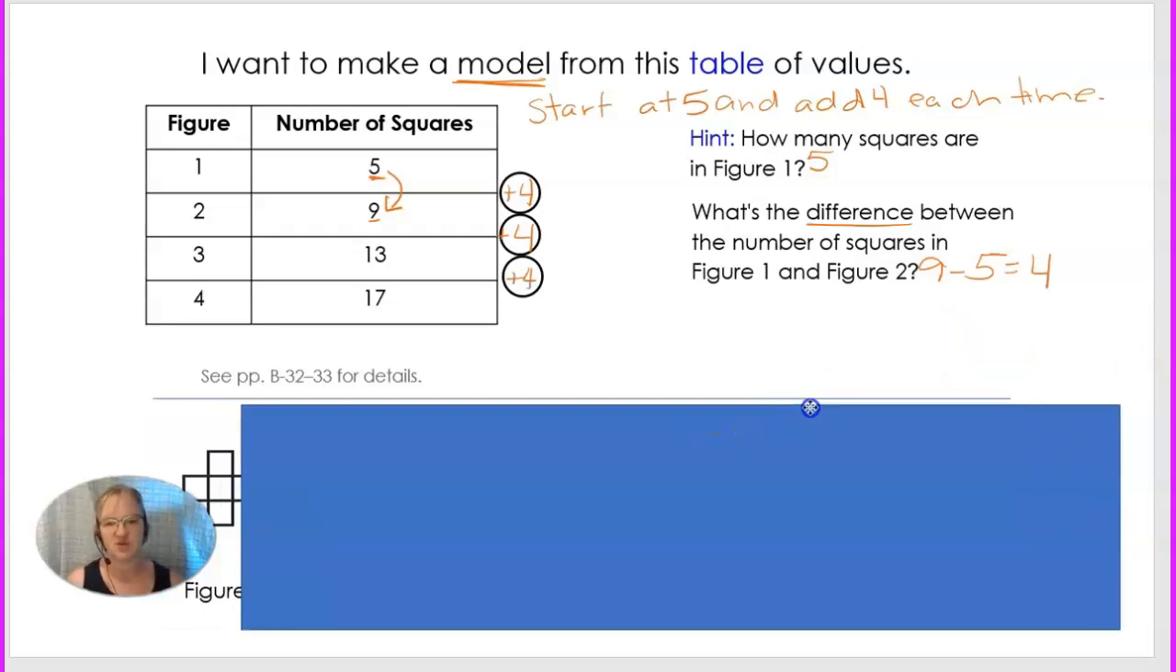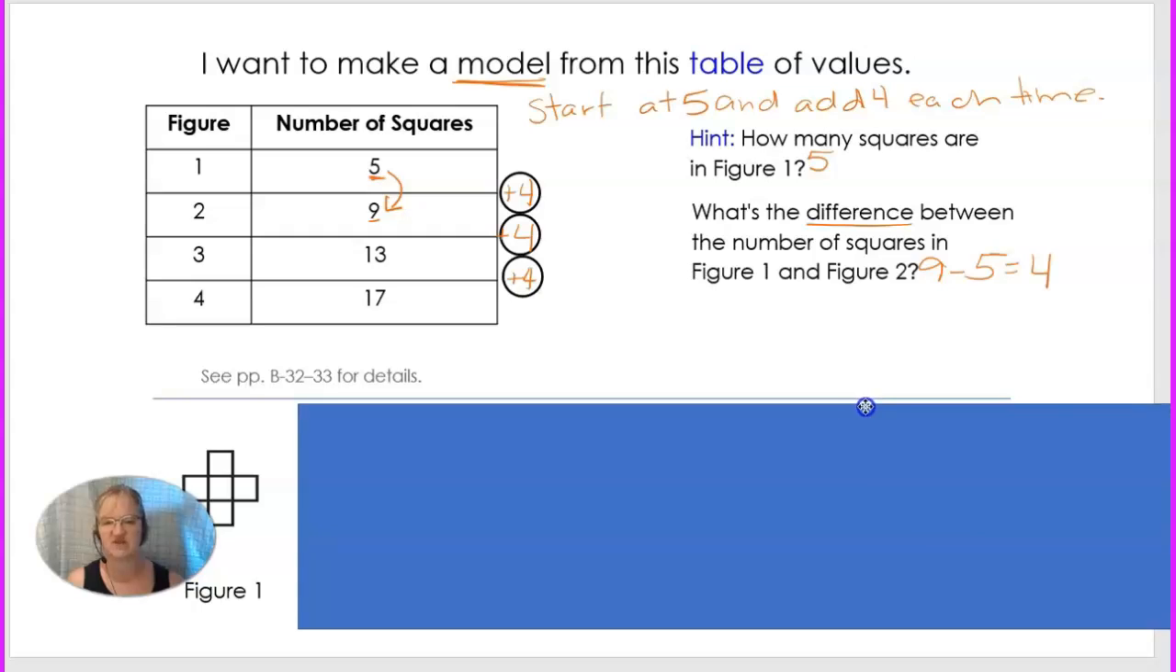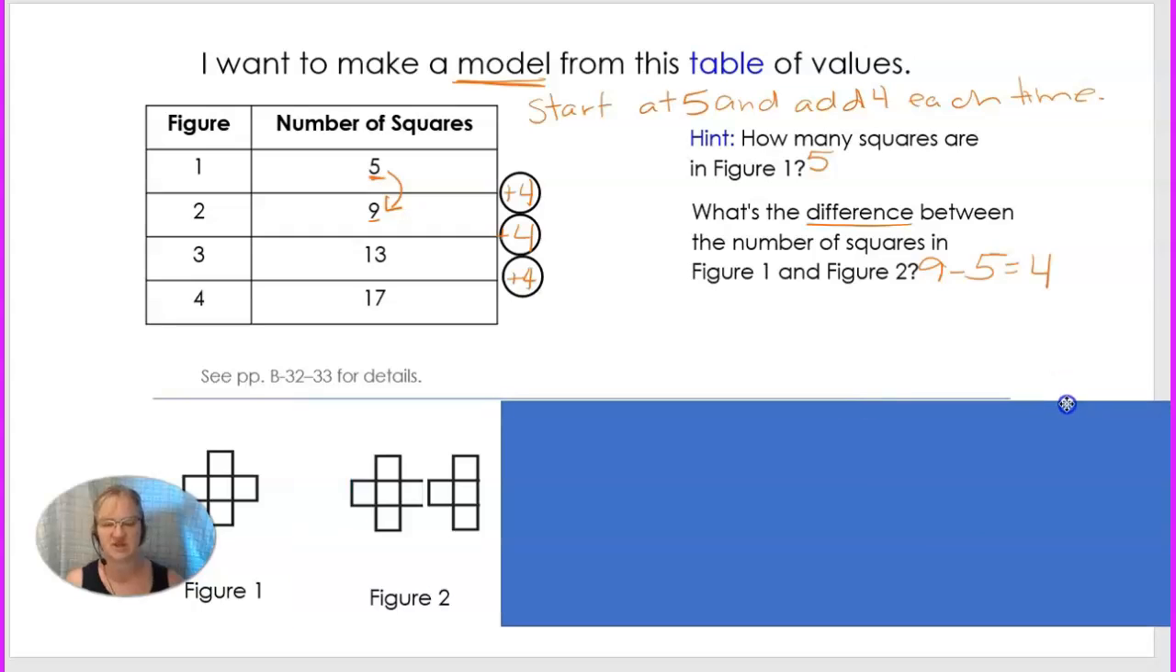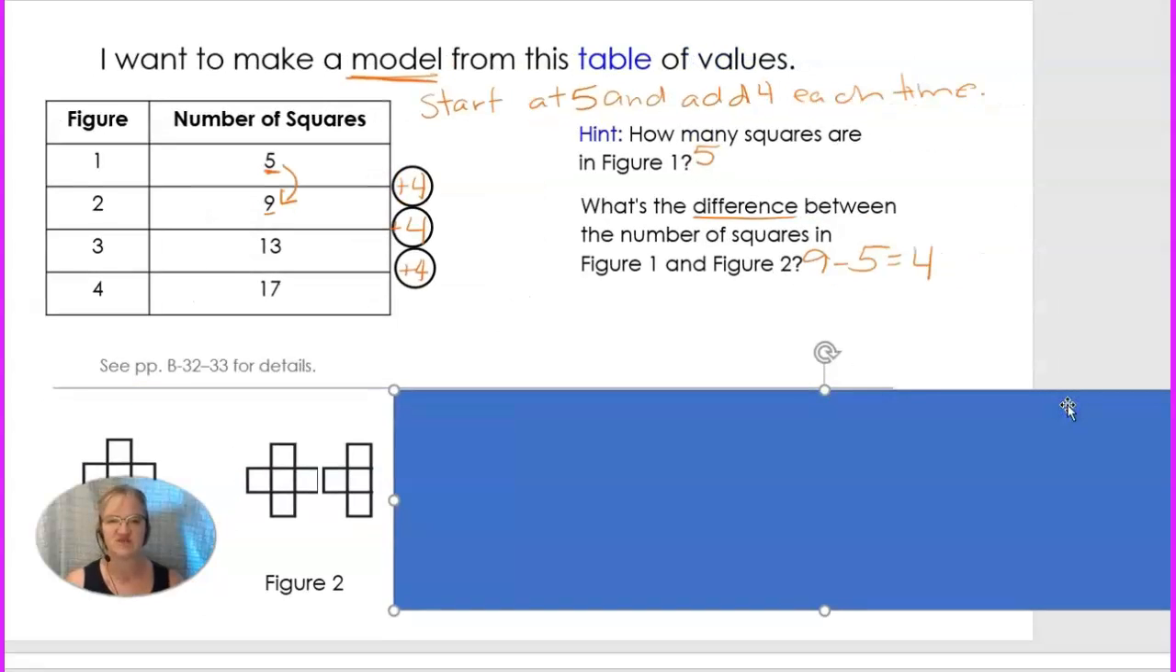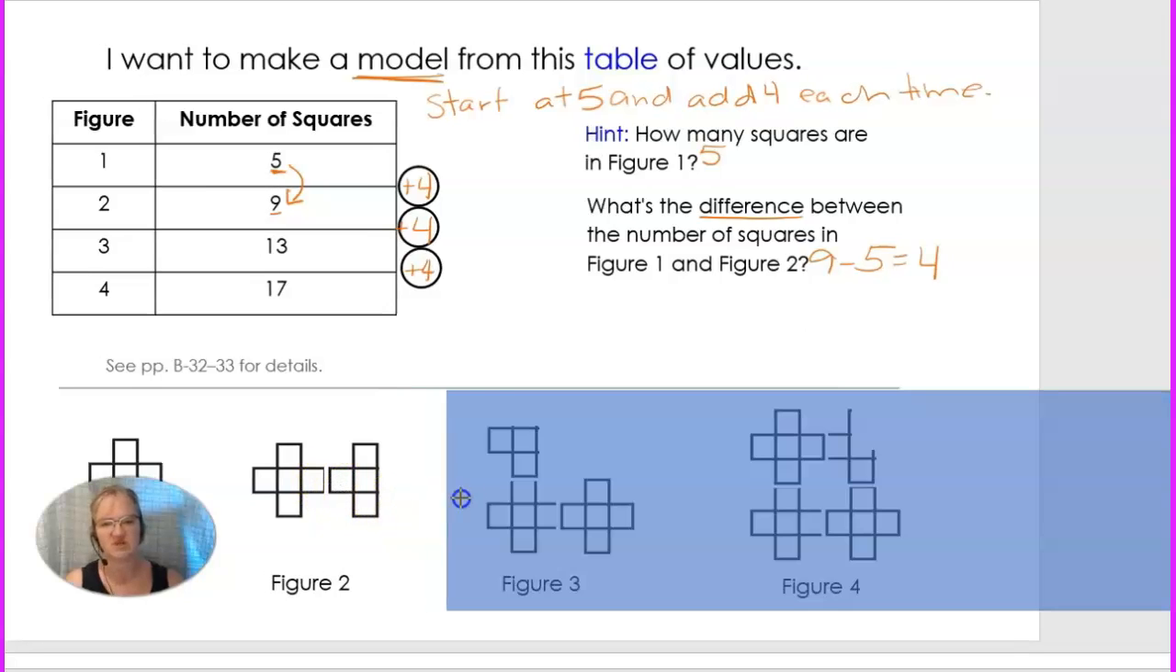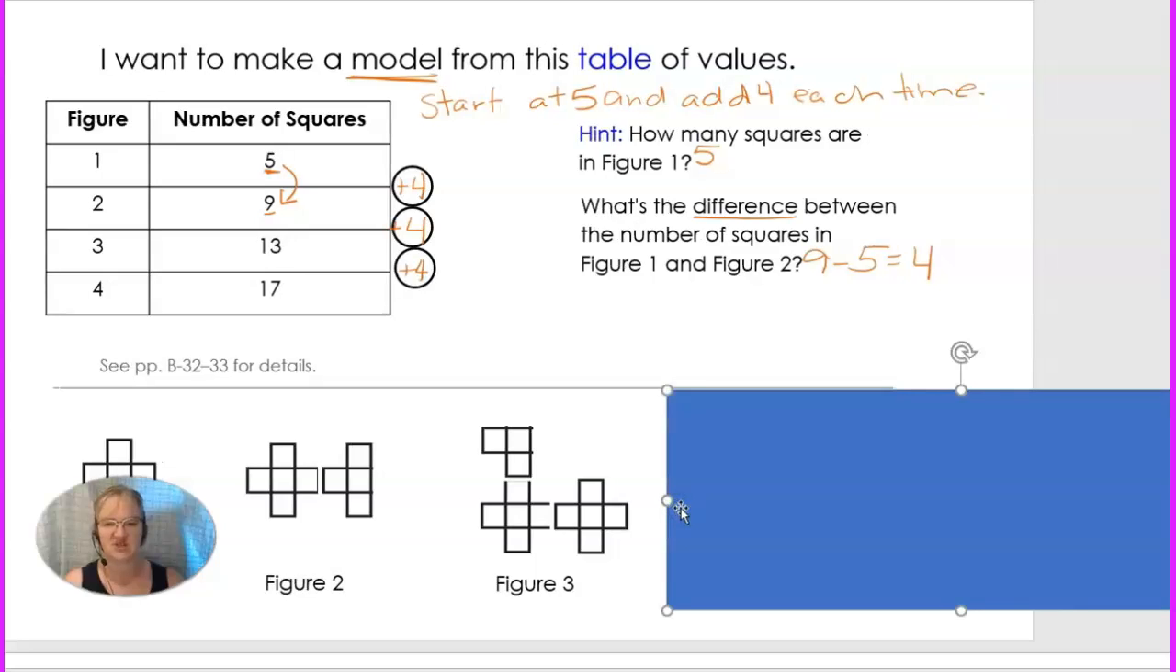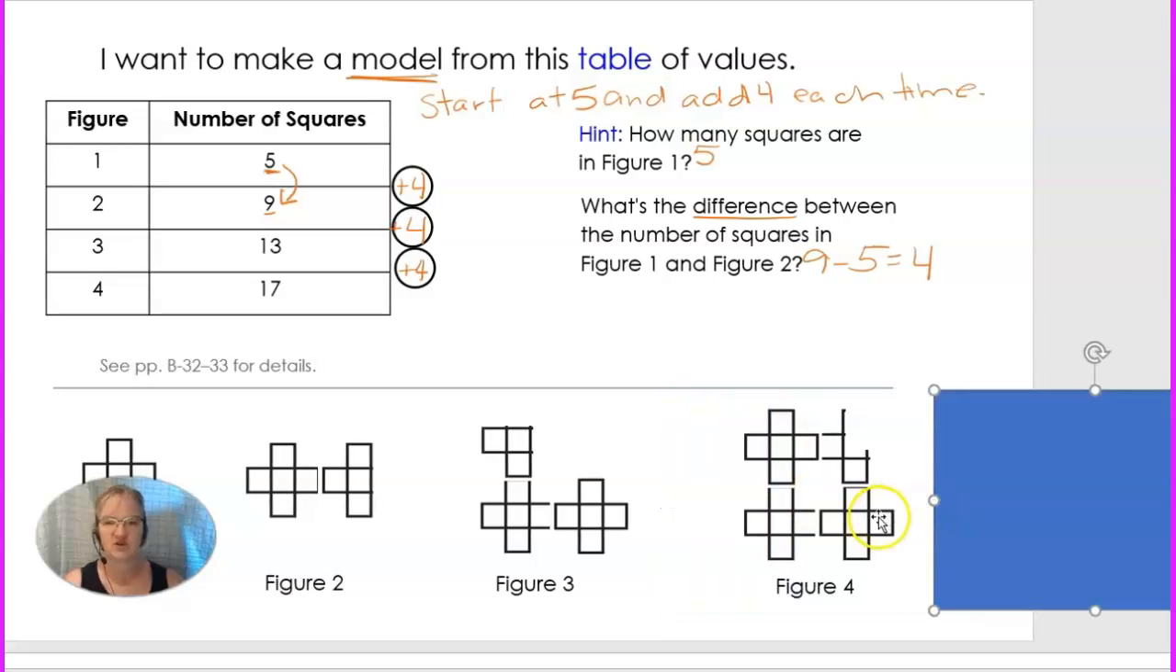So here's what we end up with. Figure 1, you can see, has 5 squares. Figure 2 has 9 squares. And if you thought of it differently than I did, if you have the squares slightly in a different pattern or a different orientation, that's fine. As long as there's 9 squares there, and they should be touching, it's just the way that the squares ended up for me. Figure 3 has 13 squares. And again, if you did it differently, that's fine. And figure 4 there has 17 squares. All right, so that's how you can make a model from the table of values that you see here.